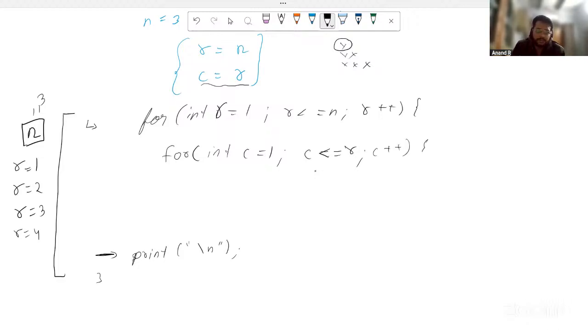So if R is 1, how many times is this inner loop going to execute? One time. So it will print only one star. Then slash n, so we'll move to the next line. Next time the R value will increase to 2. If the R value is 2, this loop will execute 2 times. Agreed? If this loop will execute 2 times, you have to print star 2 times. So if it's clear, we can move forward.